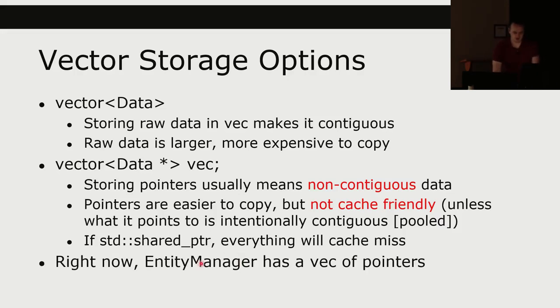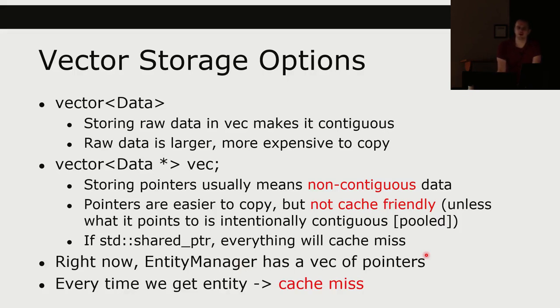Right now, Entity Manager does have a vector of pointers. And so every single time we go get an entity, it's a cache miss. Every single time. So if you go get an entity, and then you do 50 multiplications, getting the pointer to the entity was way slower than the 50 multiplications. So yeah, our engine is good enough right now for our class, but let's see how we could change that if we're actually making a AAA assignment 4, right?